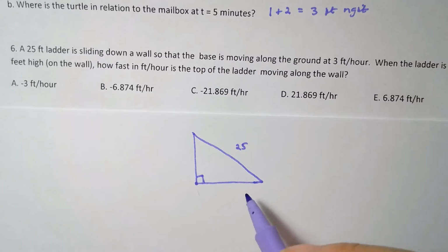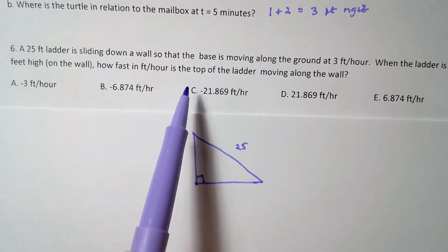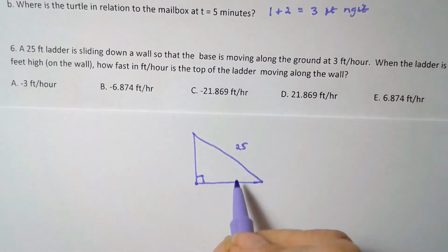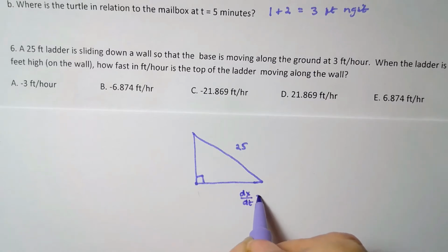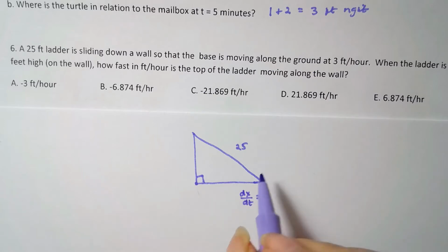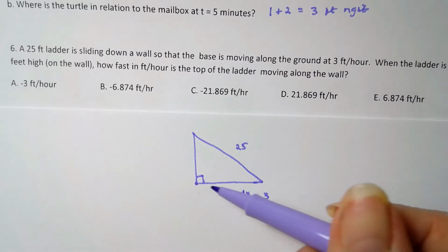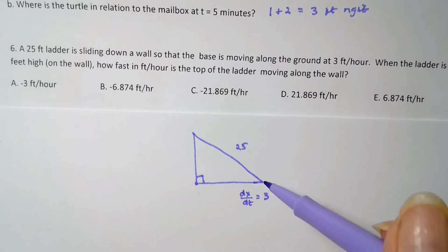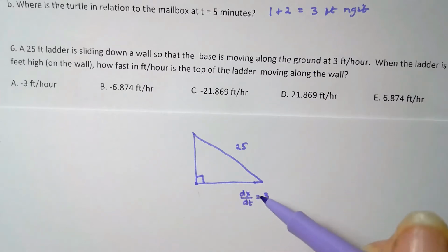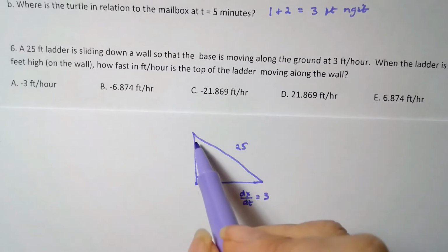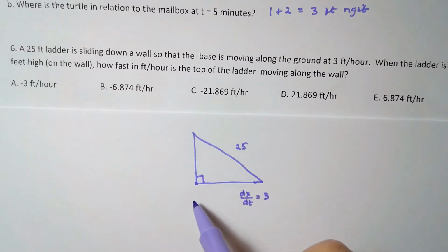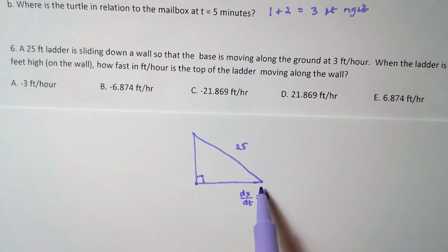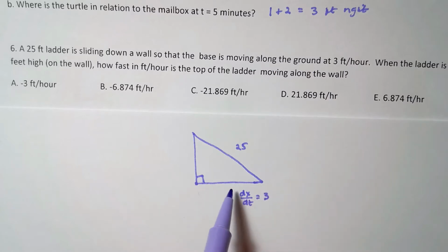And what I know is that the ladder is sliding the wall so that the base is moving along the ground at 3 feet per hour. So I know that dx/dt is equal to 3. Okay, and it's positive 3 because the base isn't going in. If we were pushing the bottom in toward the wall, that would be a negative. But it's not. This ladder is sliding down the wall, and so this rate here for x has to be in this direction.